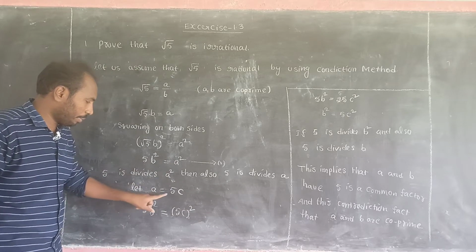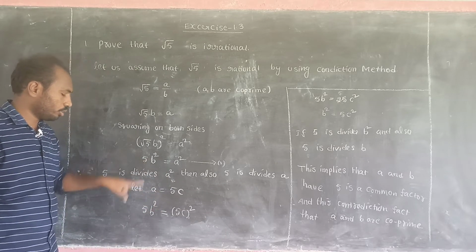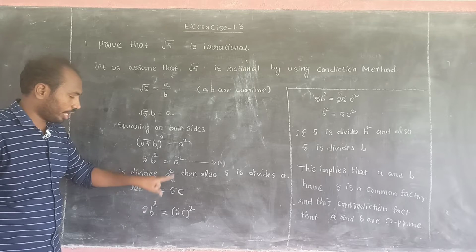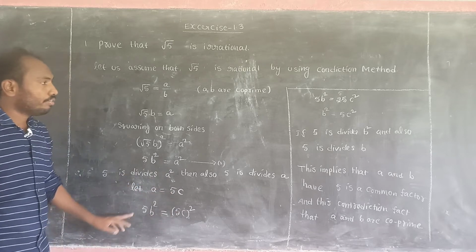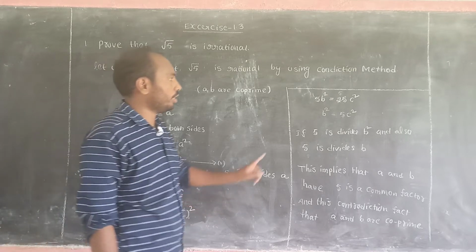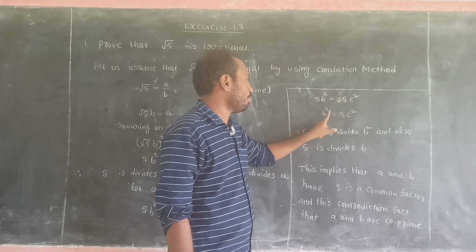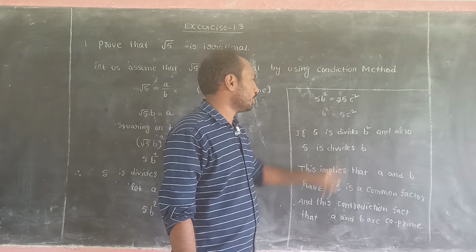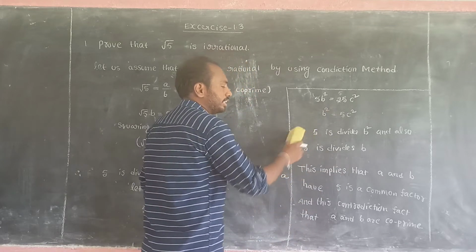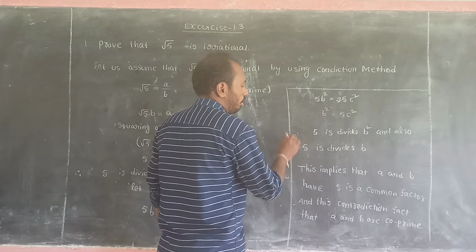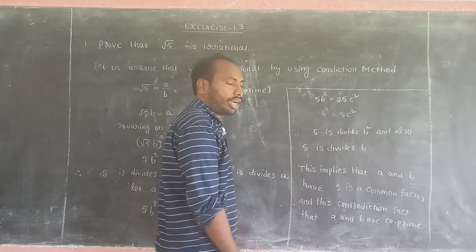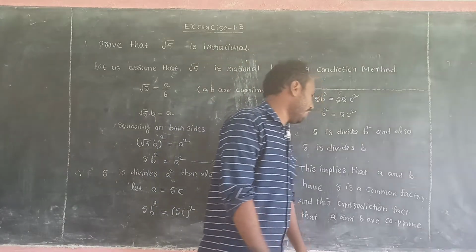Let a be replaced by 5c, substitute this value. 5 b square is equal to 5c whole square, so 5 b square equals 25 c square. Cancelling 5, we get b square equal to 5 c square. What does this mean? Therefore 5 divides b square, and also 5 divides b.